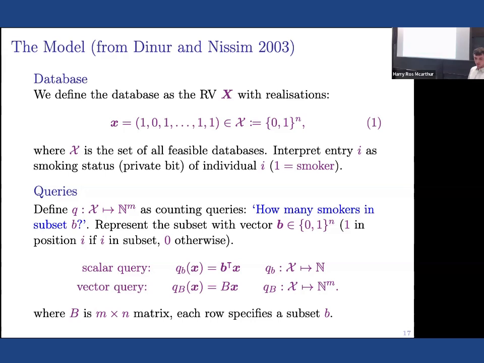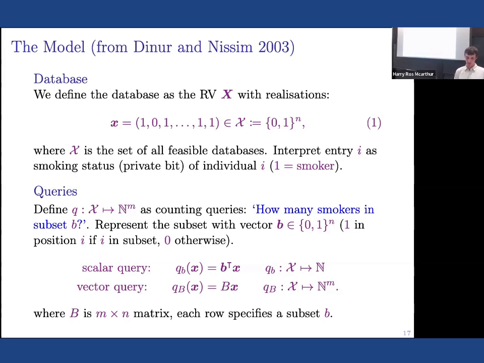And more efficiently, you can write this query matrix, capital B, which will be composed of individual rows of subsets b. So this query matrix is going to be an m by n matrix, where m is going to be at most 2 to the n, because that's the number of allowable subsets that you have of a binary vector of length n.